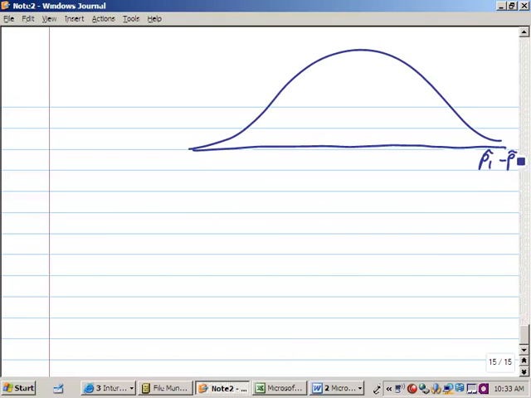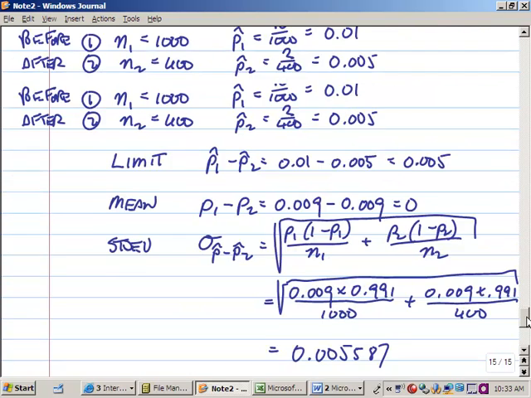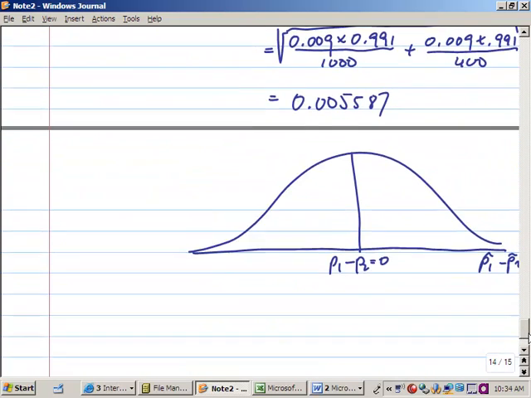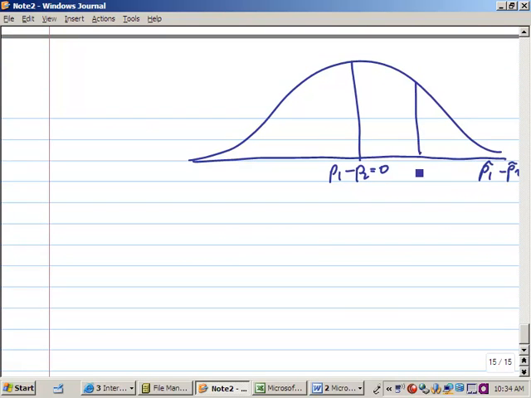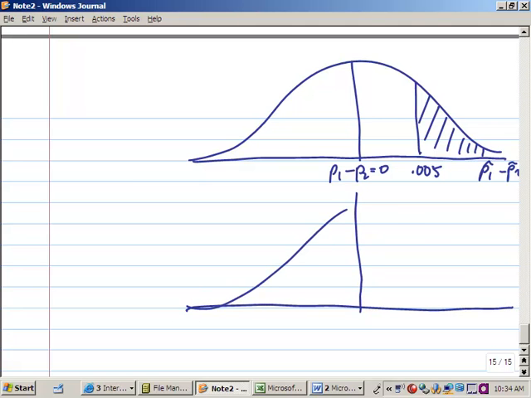So this is the distribution of sample differences. The mean of that distribution, like it is for most, is 0. The limit is 0.005. The probability of this is a decrease. The 0.005 was the limit for getting a decrease this large or larger. So yet again, area in the tail. Find the z-value corresponding to that limit, and we'll go to town.